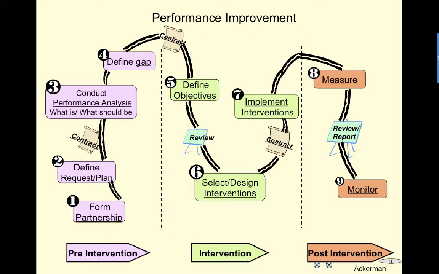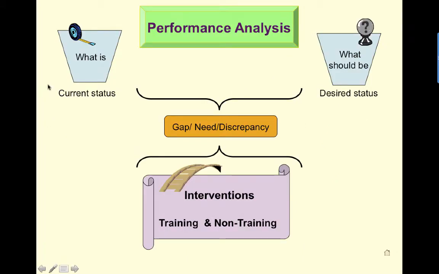Once you have found your partnership, you have to define and request a plan. So what is going to be the plan? Once the request is defined, you need to conduct a performance analysis. To handle the performance analysis, you're going to first take what is. So what's the current status or the problem? Ultimately, what should it be? Where's your desired status? And where do you want to be in the future end? Between those two lies your actual need or your gap.